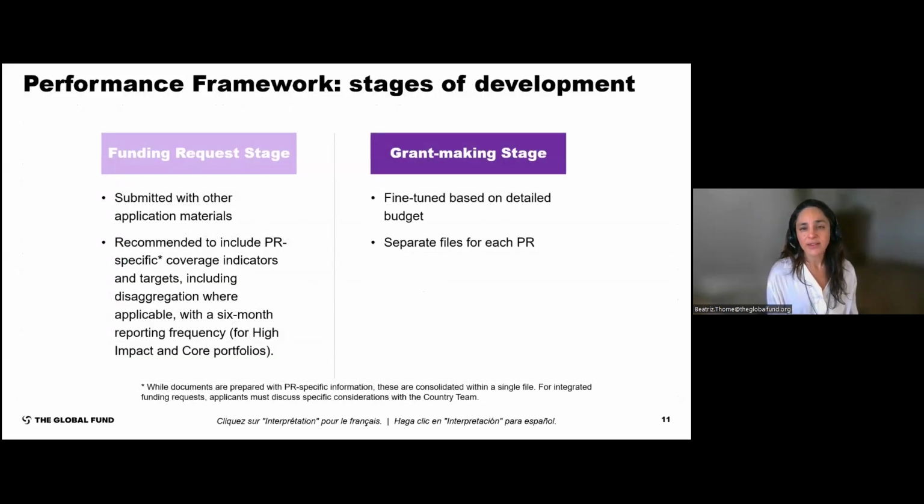So the two main stages of development of the performance framework, again, are at funding request stage, where it will be submitted alongside the other application materials. The performance framework at funding request stage will be a single file, and it will have the various PR specific information in it. I think this is the main difference from the grant making stage of development of the performance framework, where you have separate files for each PR.